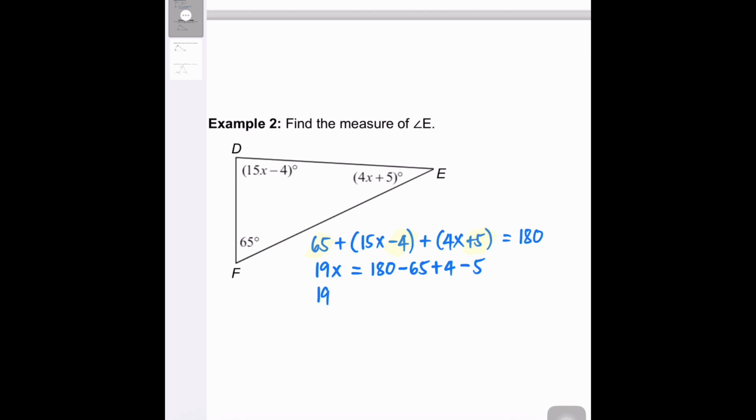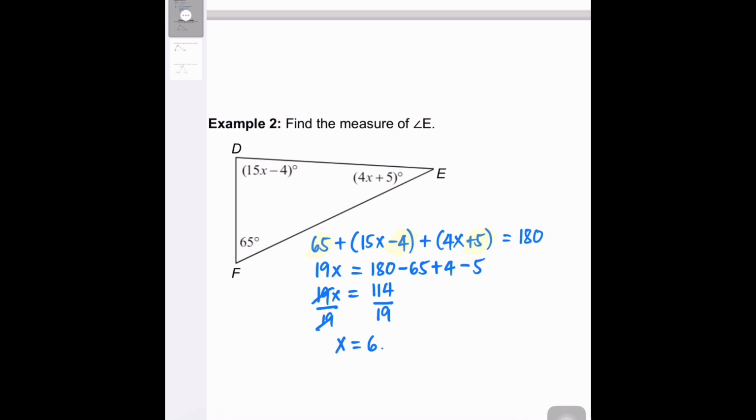And so from here, we can just simplify the right-hand side. So we have 180 minus 65 plus 4 minus 5, and that's going to be 114. And next is dividing both sides by 19. And we can say that the value of x is 114 divided by 19, which is equal to 6. So that is the value of x that we were looking for.